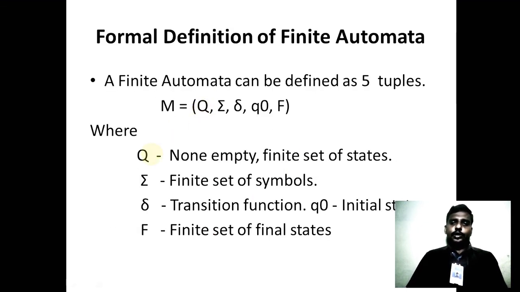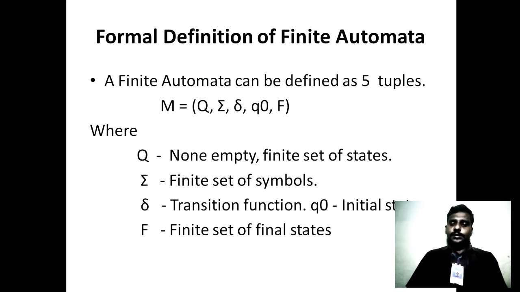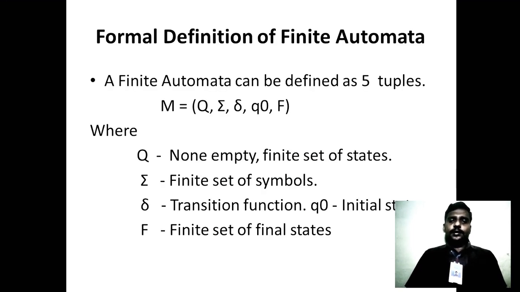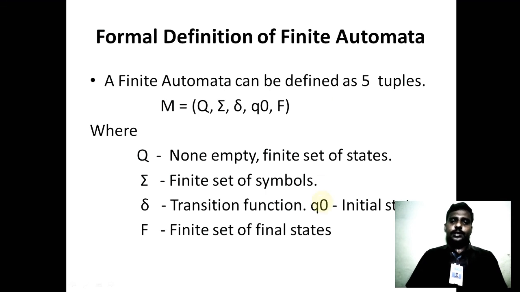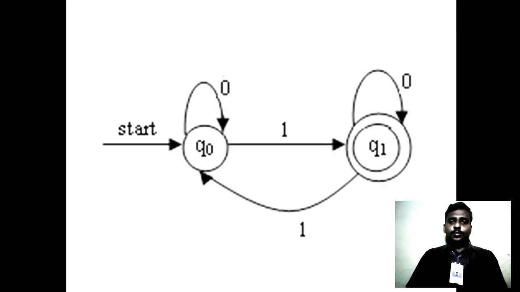We will check. What is capital Q, the set of states? Whether this finite automata has states. Yes, q0 and q1. What is sigma? A finite set of symbols. Whether this finite automata has symbols. Yes, how many symbols? 2. What are they? 0 and 1. Okay. And delta, the transition. Whether this finite automata has transitions. Yes, what is that? q0 reads 1 and goes to q1. q0 reads 0 and goes to q0. q1 reads 0 and goes to q1. So it has transitions. And q0 is the initial state. What is the initial state here? q0. F is the final state. What is the final state? q1. Can you understand? This is the basic model of finite automata. Thank you.